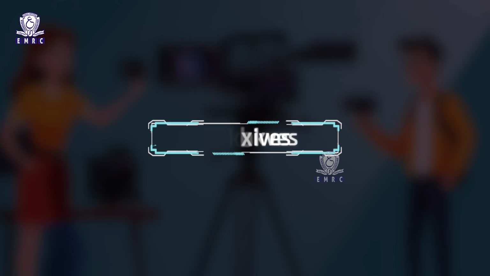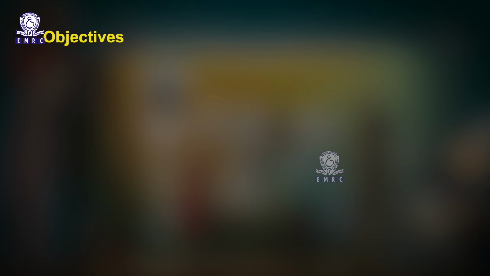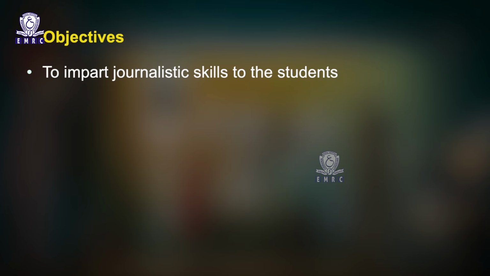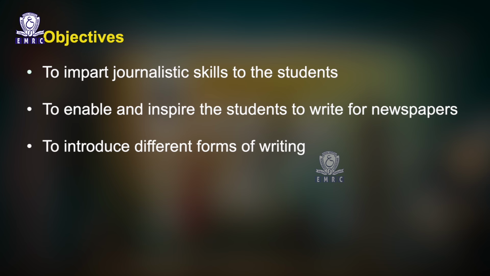Lesson 1: Introduction to News, Hard News and Soft News. The objectives of the lesson: to impart journalistic skills to the students, to enable and inspire the students to write for newspaper, to introduce different forms of writing.